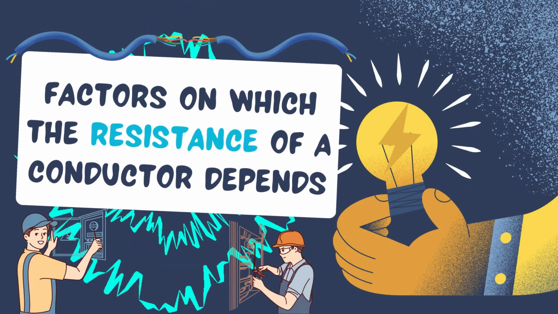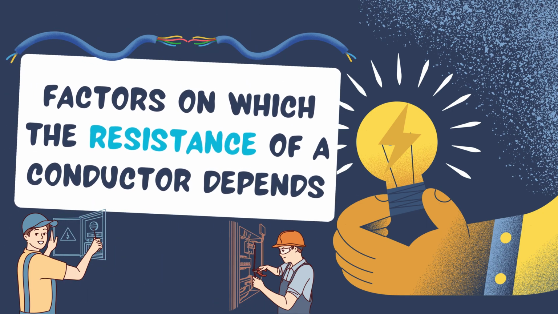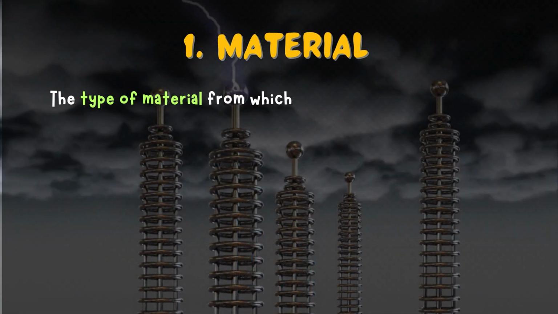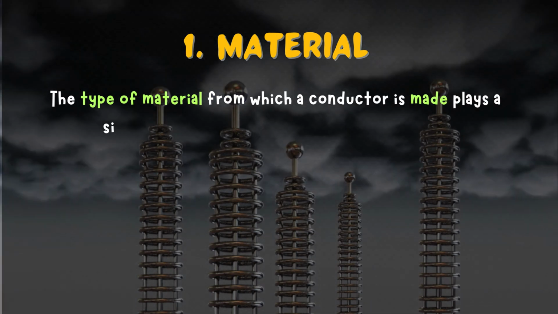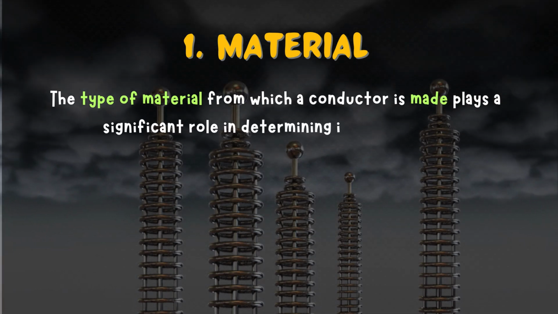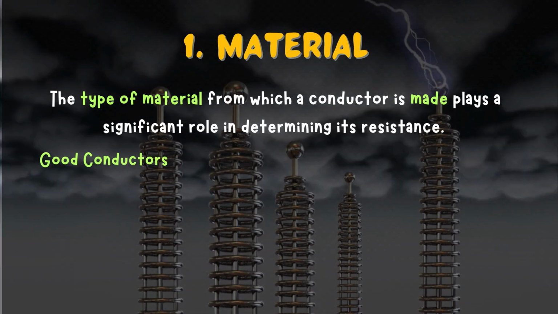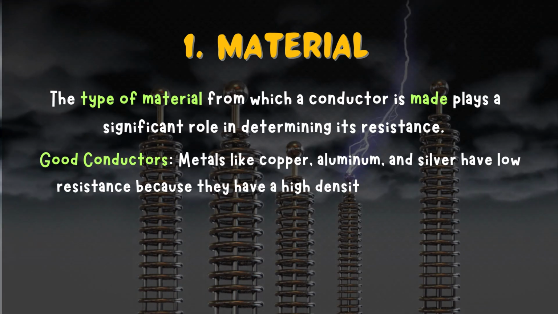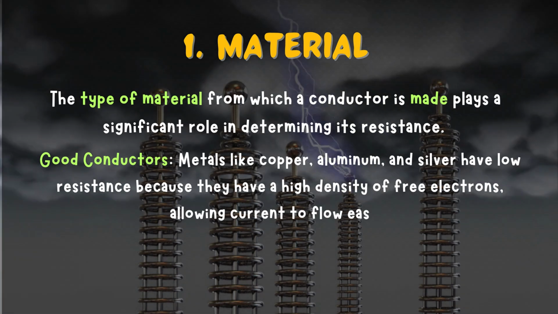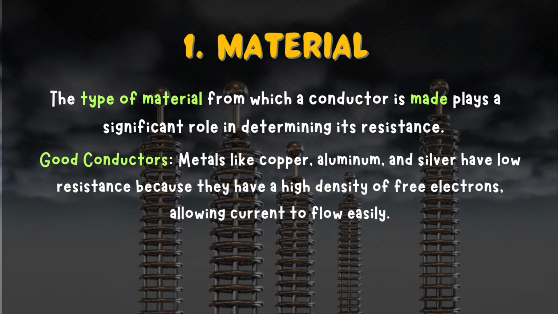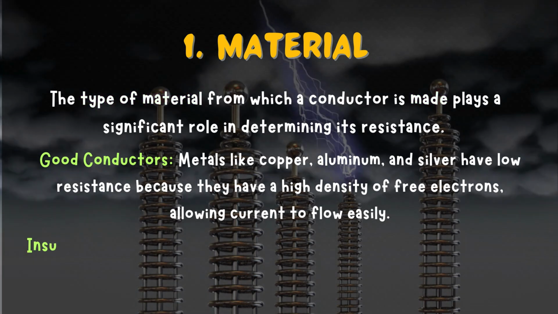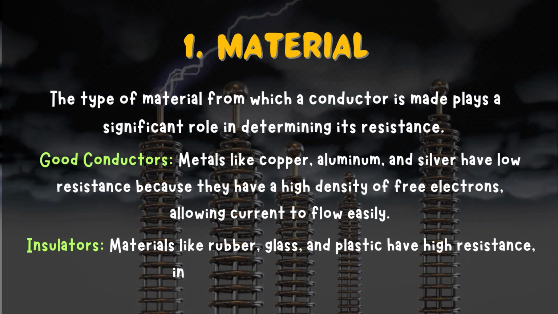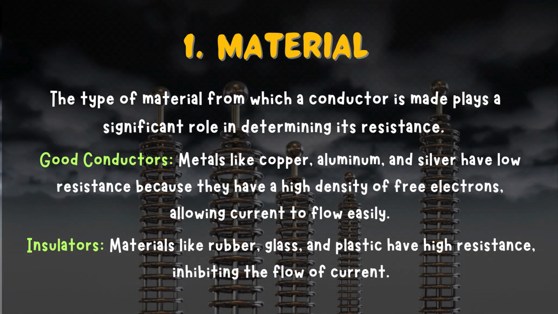Factors on which the resistance of a conductor depends. 1. Material. The type of material from which a conductor is made plays a significant role in determining its resistance. Good conductors, metals like copper, aluminum, and silver have low resistance because they have a high density of free electrons, allowing current to flow easily. Insulators, materials like rubber, glass, and plastic have high resistance, inhibiting the flow of current.